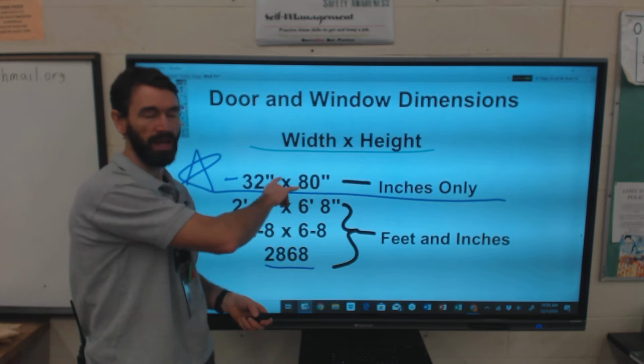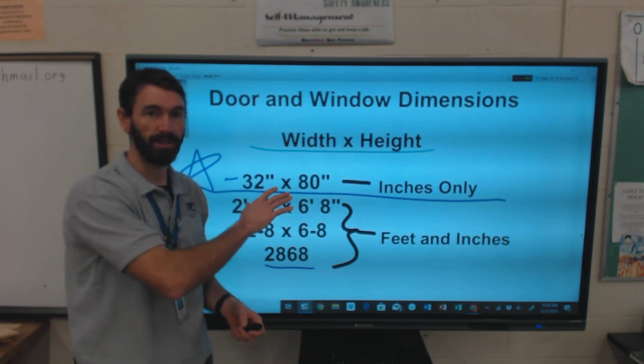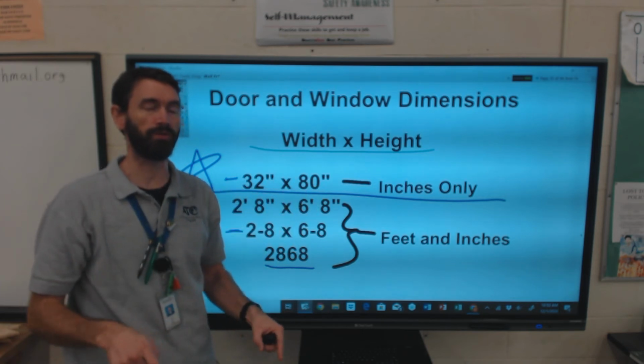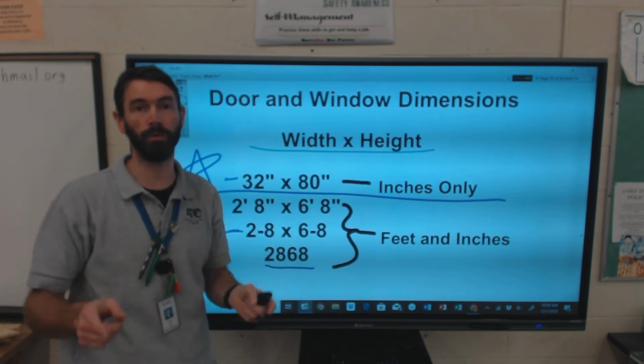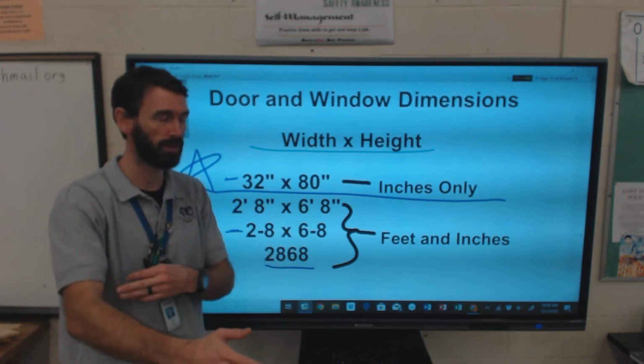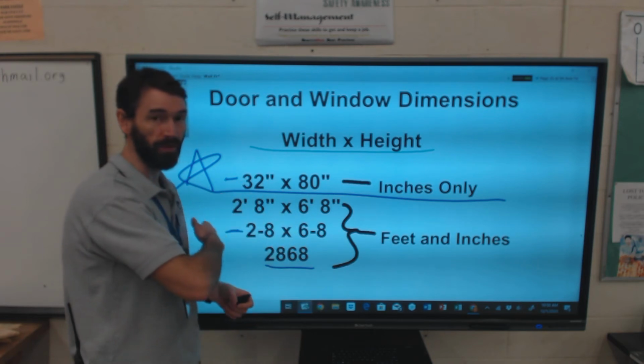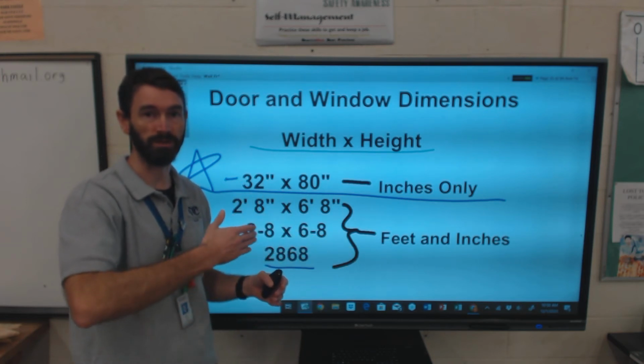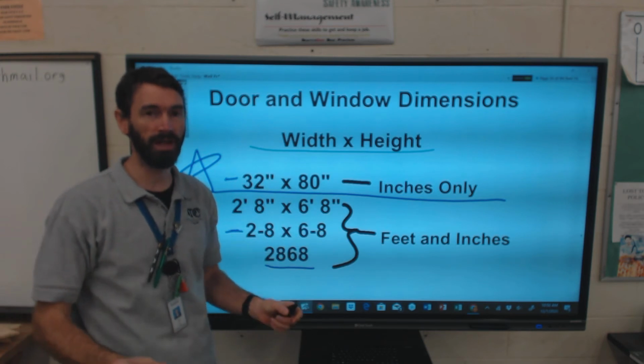When you're given a door size, this does not include the framework that goes around the door or the window. This is literally the swinging part of the door. Okay? So your door is going to be 32 inches wide, the part that swings. But the framework around it has some width too.